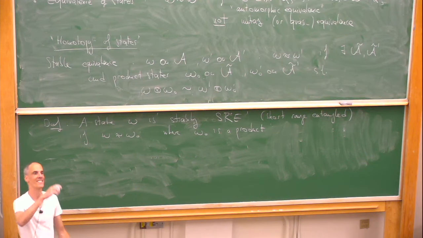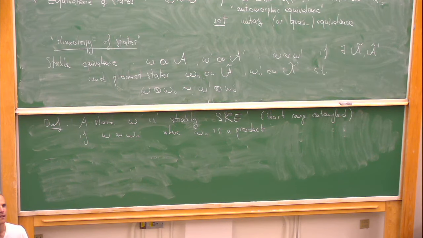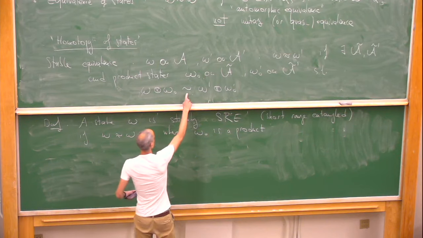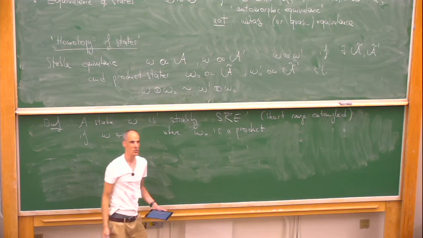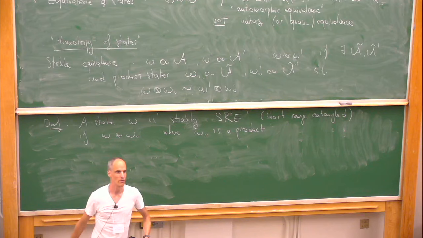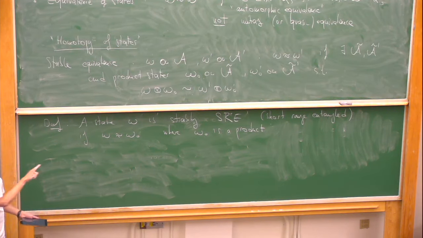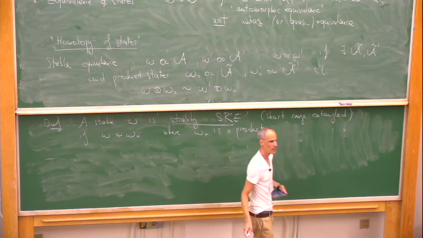Okay? Yes? Do you carry your equivalence on the side? No, for this to hold, the algebra here has to be the same as the algebra there. So you have to embed them both in the same algebra overall. But since A and A prime don't need to be the same, you count the dimensions. Good. So that's the definition of short-range entangled.